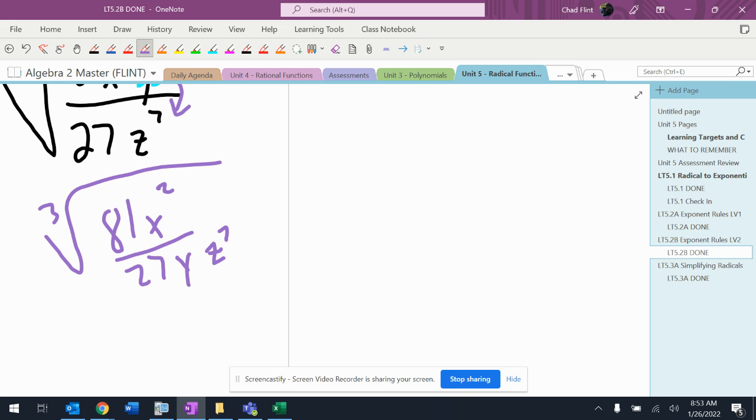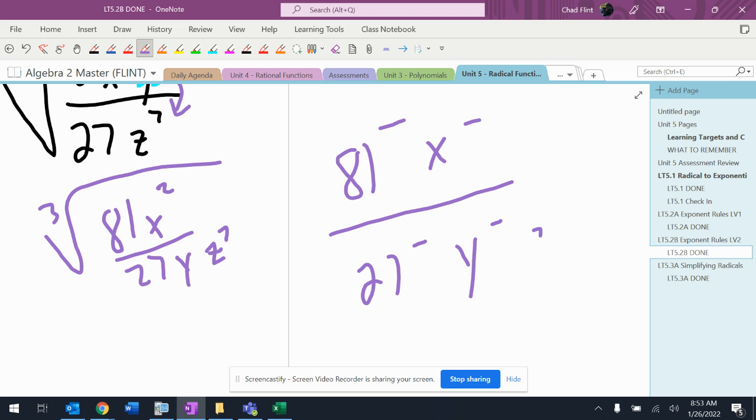Now let's take it out of the radical. So 81 gets a fraction. X gets a fraction. 27 gets a fraction. Y gets a fraction. Z gets a fraction. Third root, so the bottom of each fraction is a 3. 81 had no exponent, so it had a 1. The x had a 2. 27 has a 1. Y has a 1. Z has a 1.